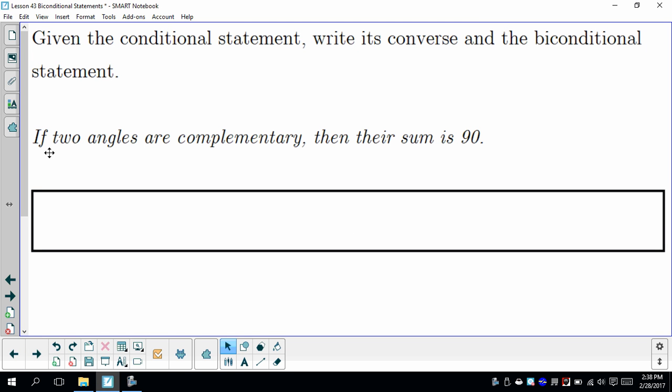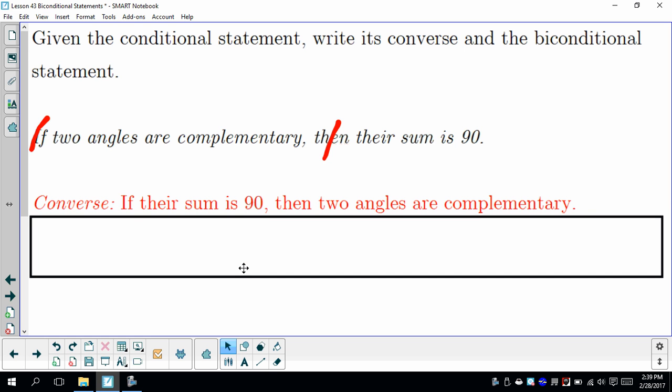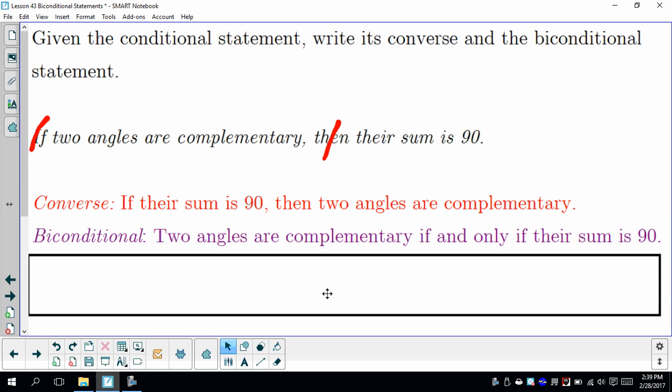So let's try another one. Here's our original statement. If two angles are complementary, then their sum is 90. So we could get rid of the if and then we need to put an if and only if between them. So I asked you also to do the converse. There's the converse, which we've been working on. To write the biconditional, two angles are complementary if and only if their sum is 90 degrees. So we get rid of the if and then we put in this if and only if between the hypothesis and conclusion.